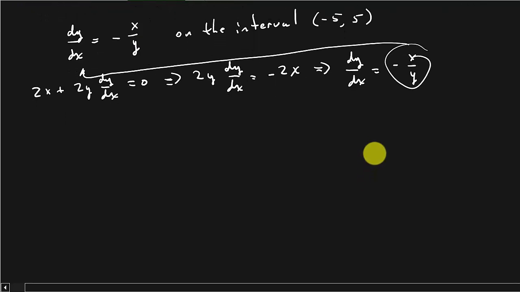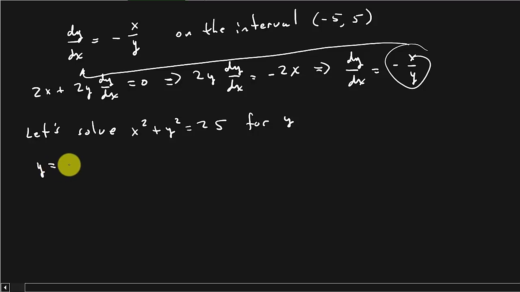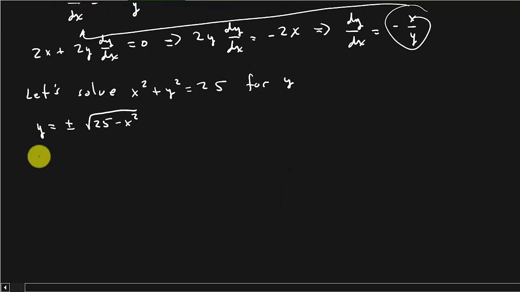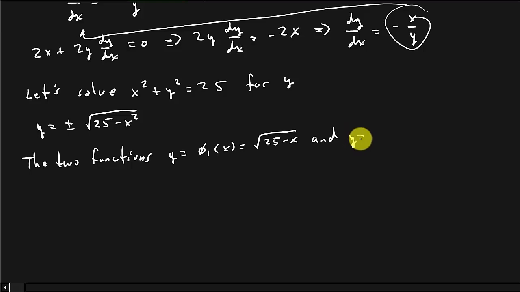All right, so let's look at this. Let's solve x squared plus y squared equals 25 for y. If we do that, we get y is equal to plus or minus the square root of 25 minus x squared, right? And so you saw that we had this implicit solution up here, but look at this. The two functions: y equals, we'll call this phi 1 of x, is equal to the square root of 25 minus x squared, and y equals, let's say, phi 2 of x, is negative square root of 25 minus x squared. All right, so we've got two solutions.